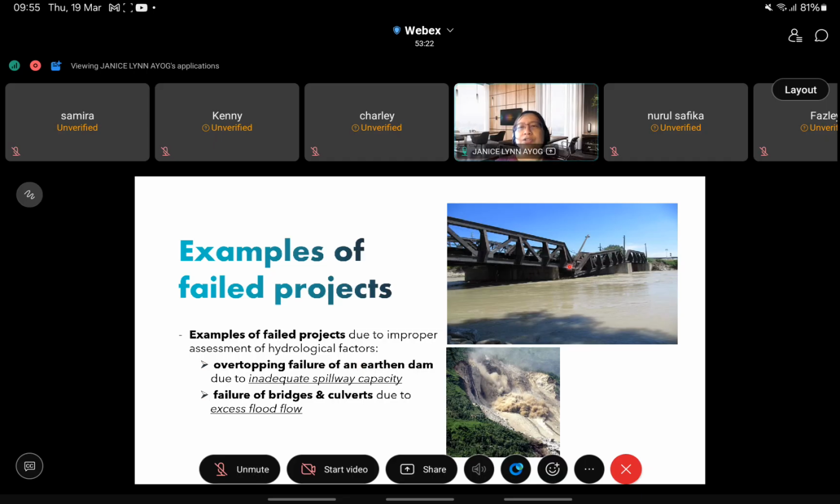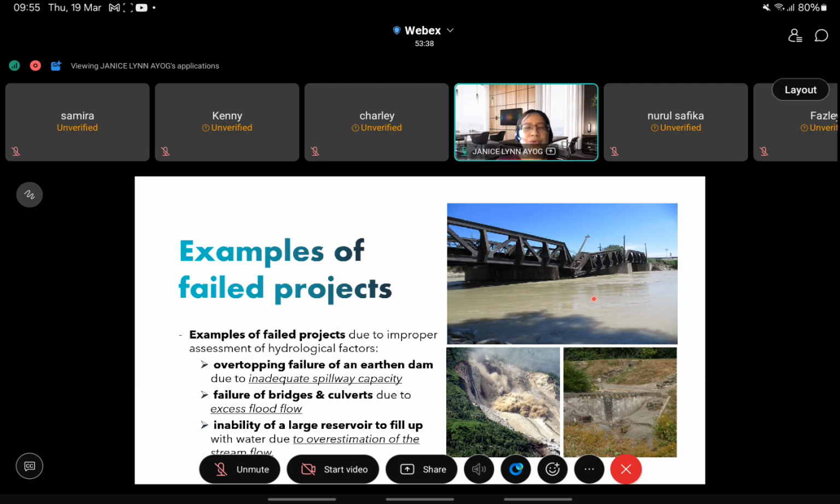And then failure of a bridge. The point of failure is here due to excess flood flow. Basically it's an underestimation of the river discharge, the river flow. And also the inability of a large reservoir to fill up. So it's an overestimation of the river discharge. You have a structure to retain the water, but the river is just not enough to fill it up.